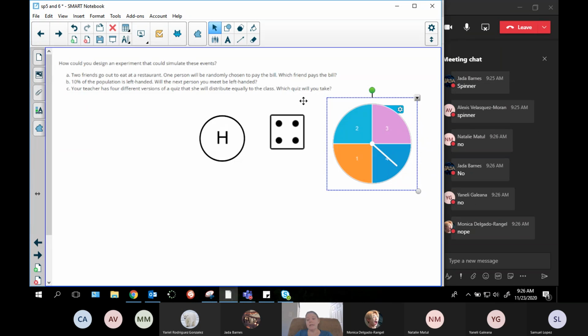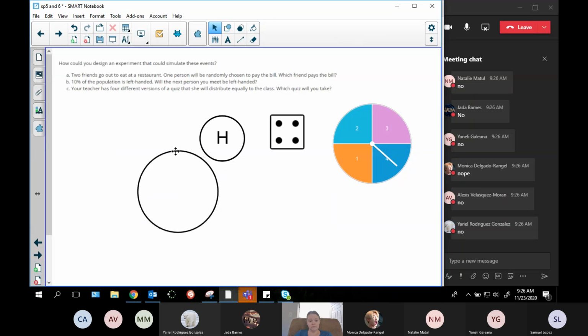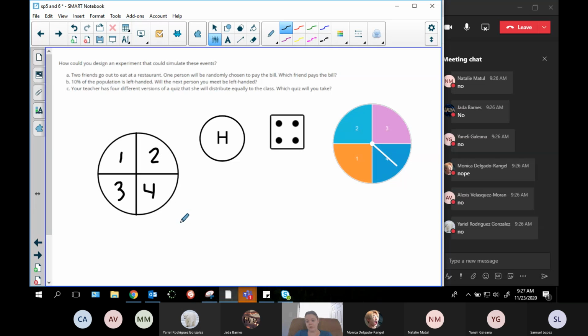Okay. Now let's say I didn't have the tool available and I just needed to make a picture of it and what it would look like. So if I were to do the spinner, I would draw my circle and then I would draw my lines to divide it into as close to 4 equal sections as I could. And then I would label them version 1, 2, 3, 4. And I've created my spinner.